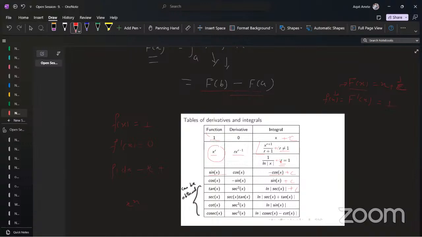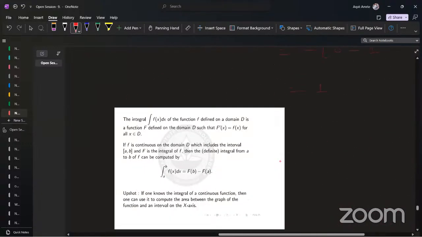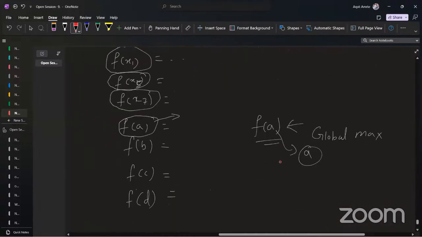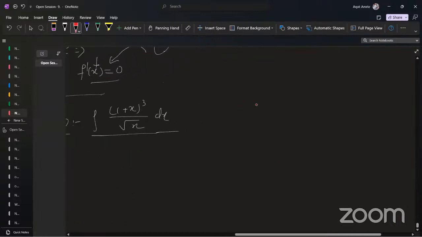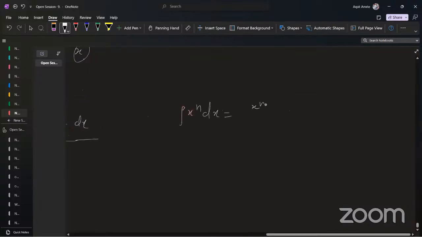Right now, how will we solve this kind of question? I have this formula. If I have something like x raised to the power n here, we know this will be x raised to the power n plus 1 divided by n plus 1, plus c. Right? I have this formula.